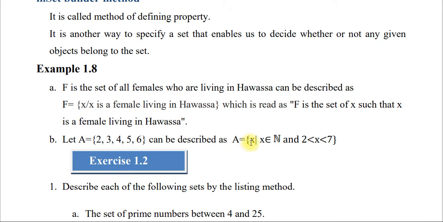Set A which is equal to the set containing X such that X is an element of natural numbers and 1 less than X less than 7, or 2 less than or equal to X less than 7. ወይም 2 less than or equal to X less than or equal to 6 ብለን ኤክስፕረስ ማድረግ እንችላለን። So, those two examples can describe how to define a certain set using what?